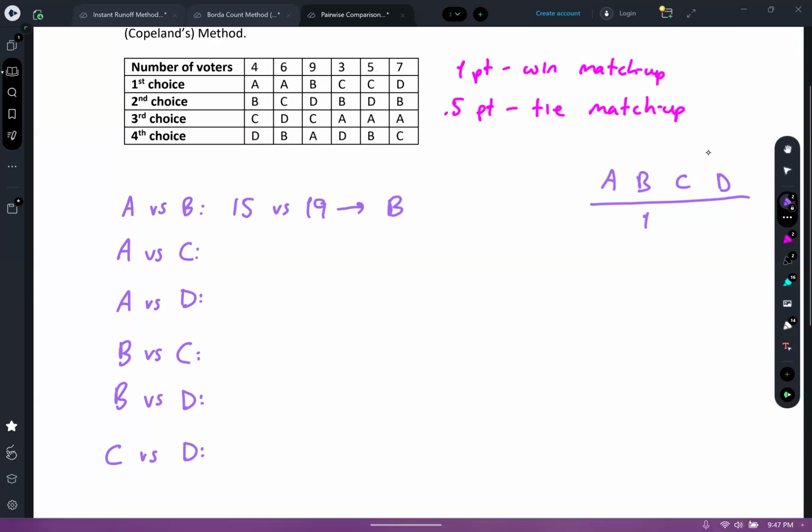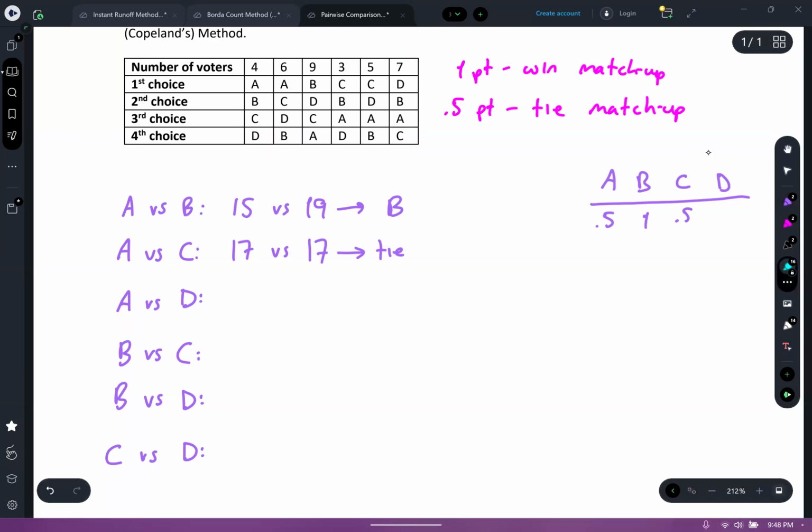Next we'll move on to the A versus C matchup. Again, first we'll look for columns where A is above C. Looks like that column and that one and the last one. That tells us that 4 plus 6 plus 7 voters ranked A above C, and the rest of the voters ranked C above A. So C appears before A for 9 plus 3 plus 5 voters. That would also be 17. So that matchup is a tie, which means that both A and C would get half a point for that matchup.